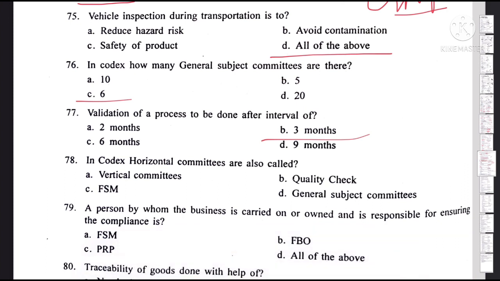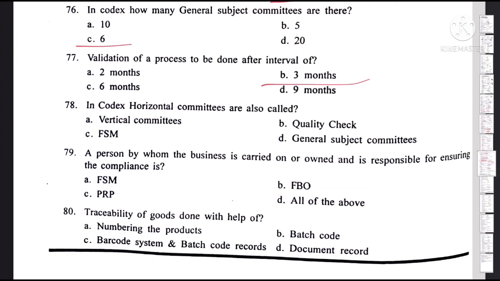Next, in codex, the horizontal committees are also called as: vertical committees, quality check, FSM, or general subject committee. So the general subject committees are sometimes referred to as horizontal, which establish standards and guidelines applicable to all foods. So the correct answer is general subject committee.